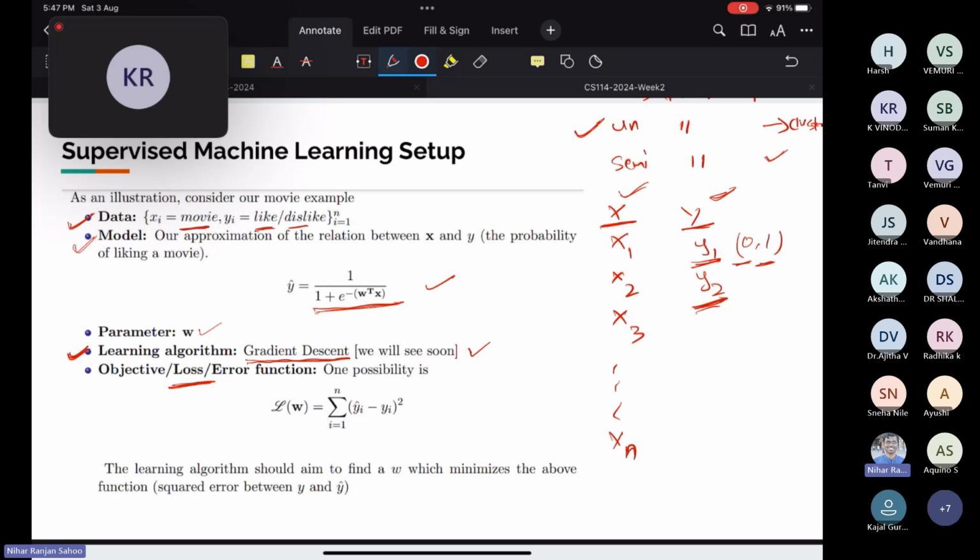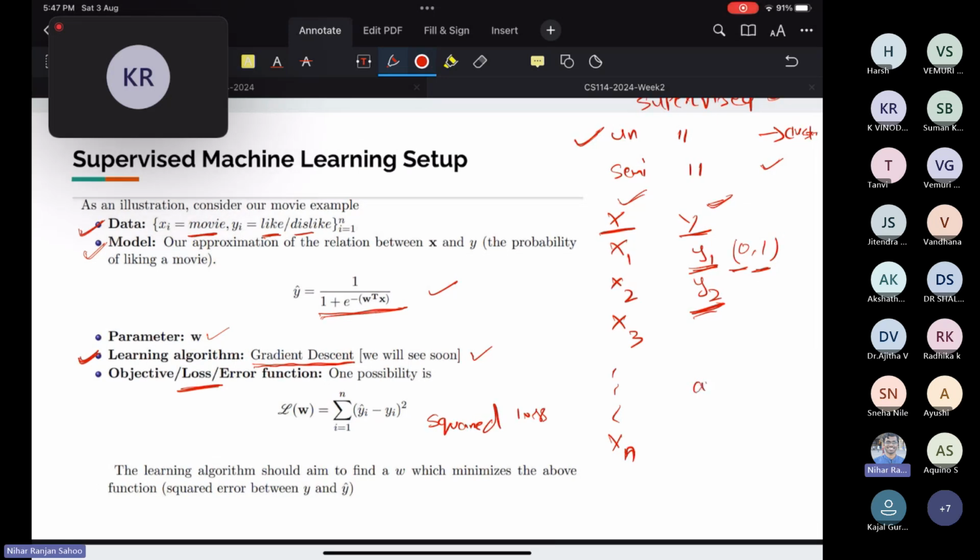This is the squared loss function, as we say. There is something called the absolute loss function also. How will the absolute loss function compute the loss? L of W will be the summation over i equal to 1 to n of yi hat minus yi, in absolute value only. So there is no square term here, as you see here it is being squared.